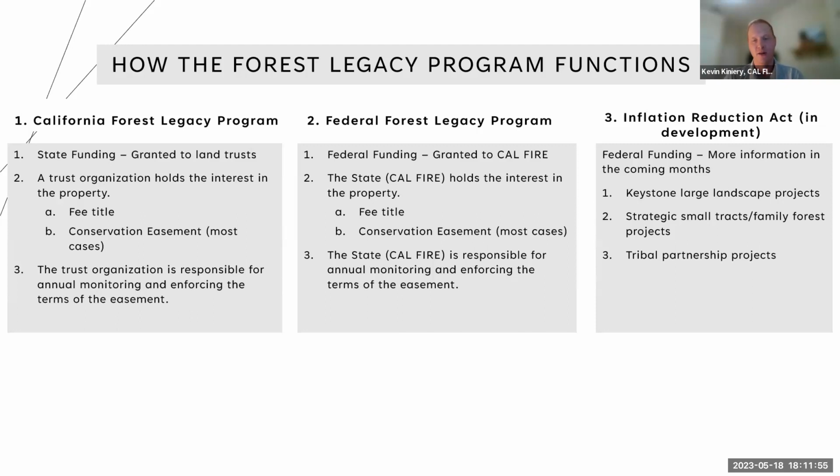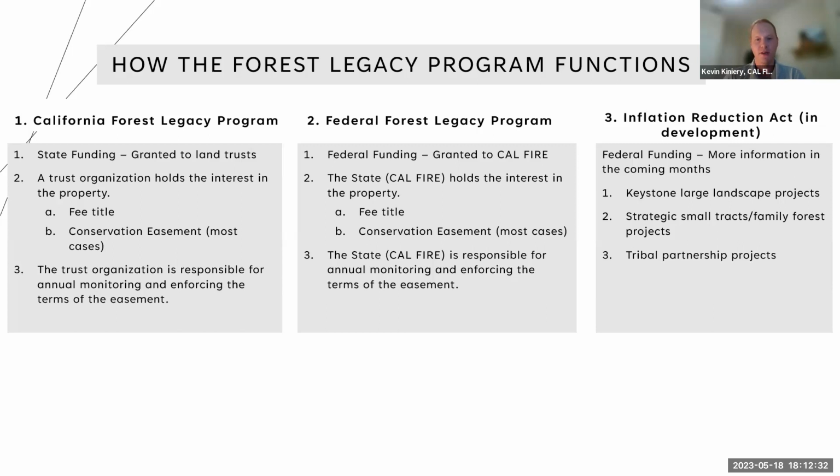Forest Service. And there are a few funding project criteria that will be released under this funding source. First are the Keystone Large Landscape Projects. This is intended for large scale, high impact and exceptional public benefit projects. The second category, which may be of interest to this audience, is the strategic small tracts and family forest projects. These are intended for strategic inholdings and smaller family forests that are adjacent to already protected lands.